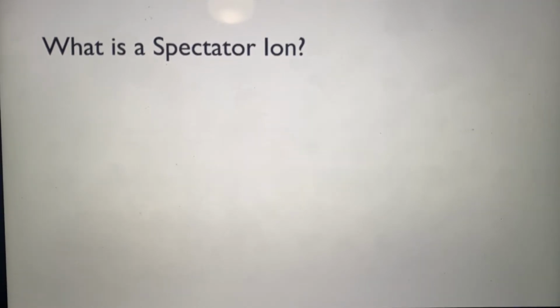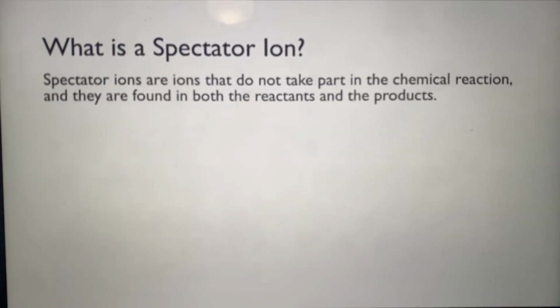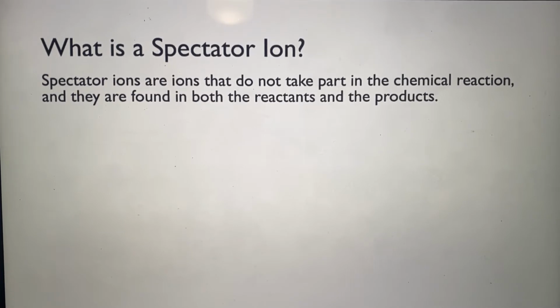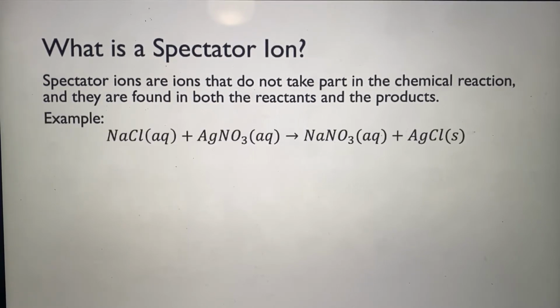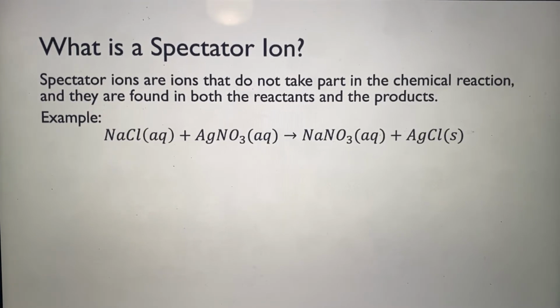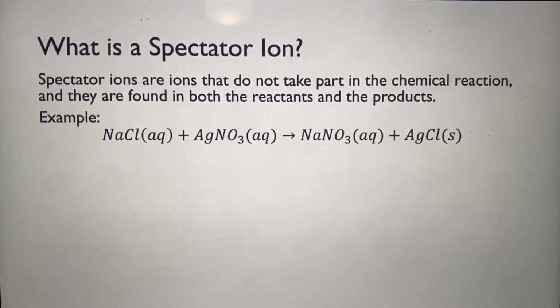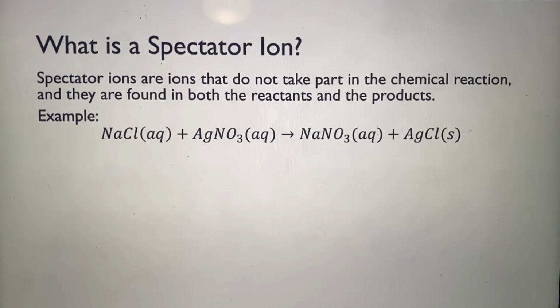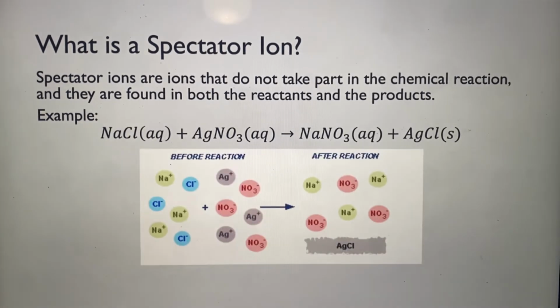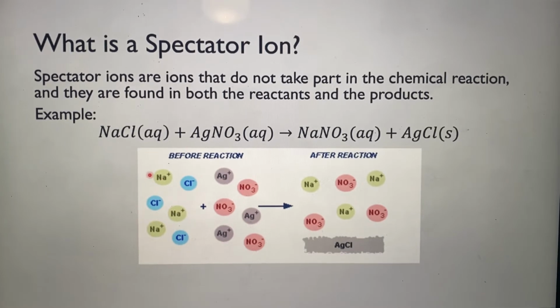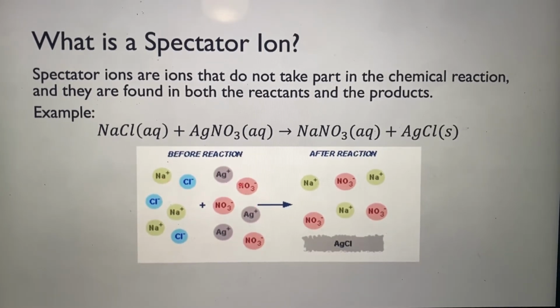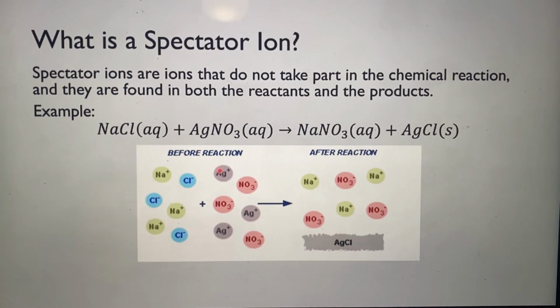So what is a spectator ion? A spectator ion is an ion that does not take part in the chemical reaction, and they're found in both the reactants and the products. So in this equation, we have sodium chloride and silver nitrate, and that makes sodium nitrate and silver chloride, which is a solid. In this diagram that we have here, you can see all the different ions floating around, and this is before the reaction.